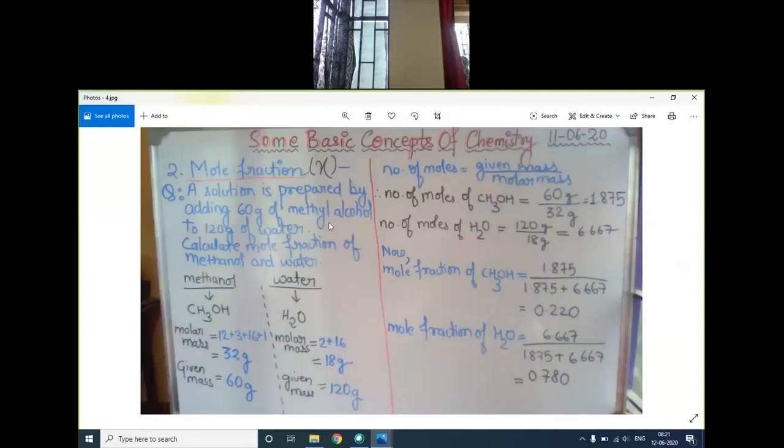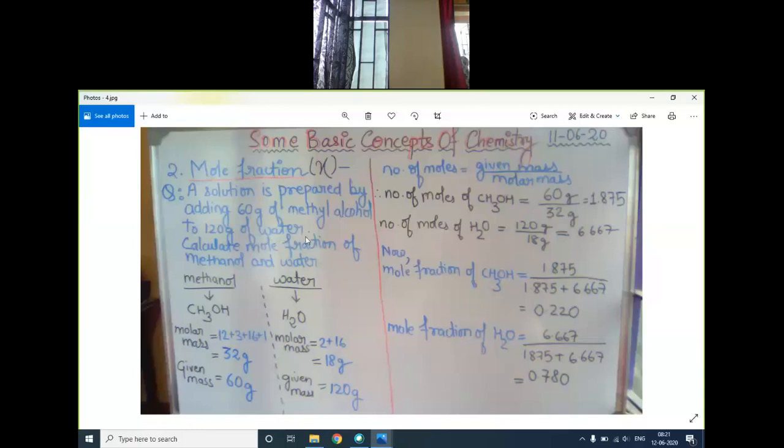Methanol or methyl alcohol, you know the molecular formula. Methanol, methyl group and alcoholic group, CH3OH, and water is H2O. We know the formula of methyl alcohol and water. Now, to find the mole fraction, what do we need? We need the number of moles of both the substances, of methyl alcohol and that of water.